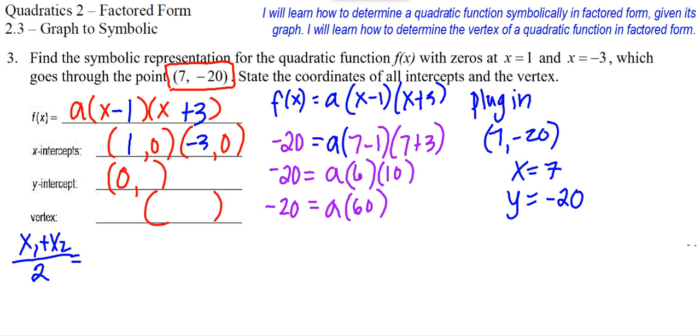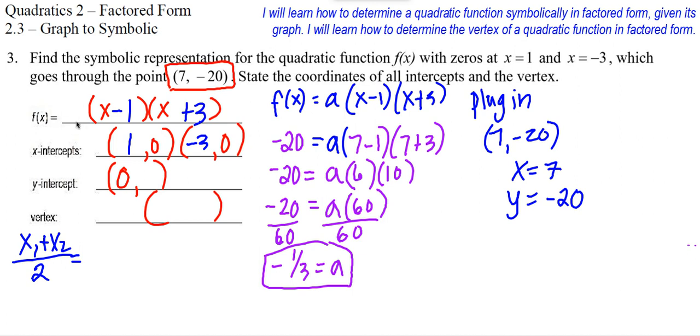Then I need to leave a alone, so I divide both sides by 60. What's negative 20 divided by 60? That's negative 1/3, correct? Yeah, because there are three 20s in the 60. So I'm going to erase this a value and put negative 1/3 in it. There you go. Because we have our final symbolic representation, I can solve for my y-intercept and my vertex.